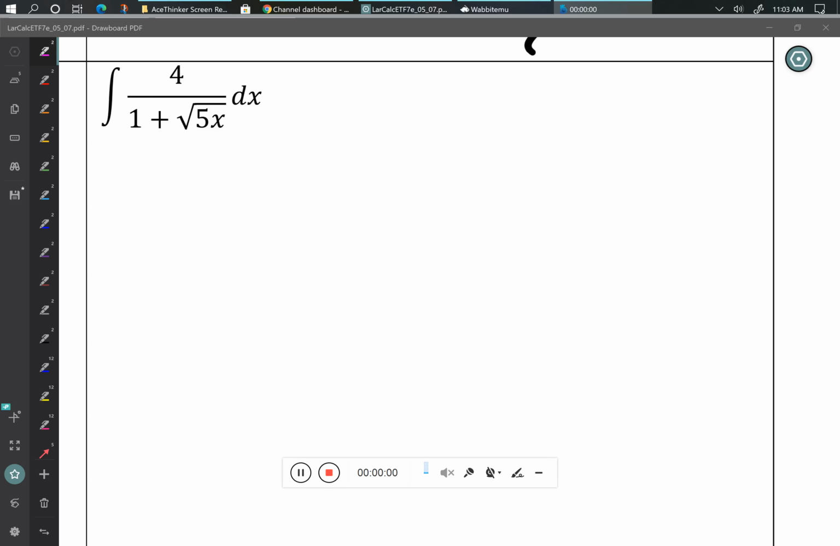All right, so welcome back to section 5.7, part 2. We're going to take a look at more integration. So here, this is a doozy. My job is to do this integration problem sitting here in front of me. I've got the integral of the fraction. Numerator is 4, denominator is 1 plus the root of 5x dx.